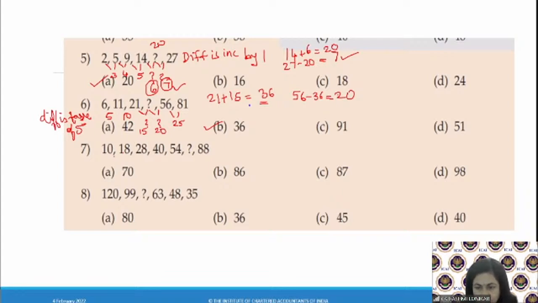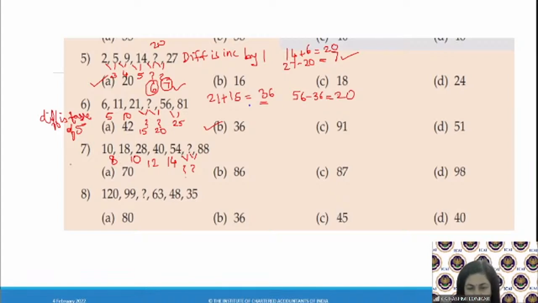18 minus 10 is 8. 28 minus 18 is 10. 40 minus 28 is 12. 54 minus 40 is 14. Then I don't know this difference and I don't know this difference.